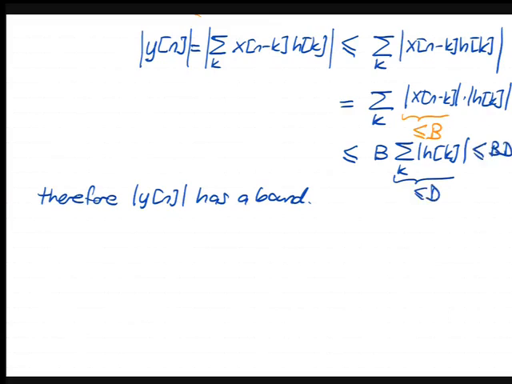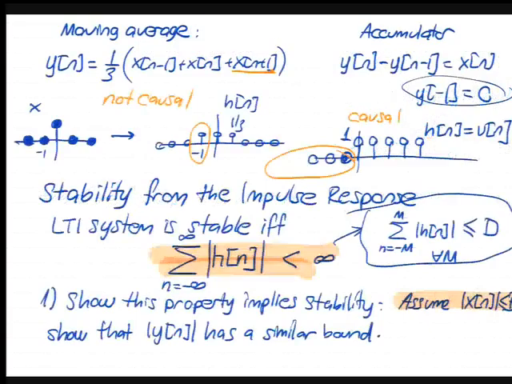So this property here is called absolute summability. You say that the impulse response is absolutely summable.